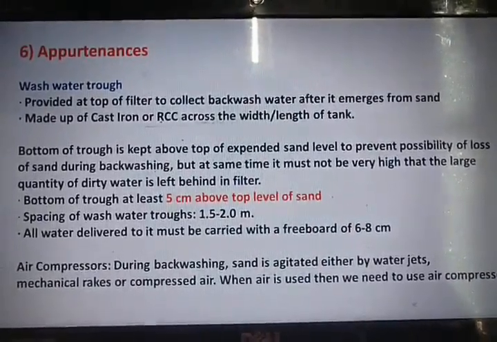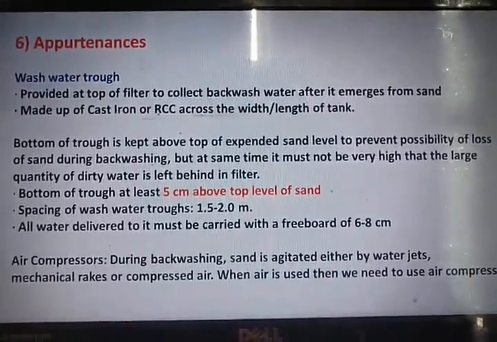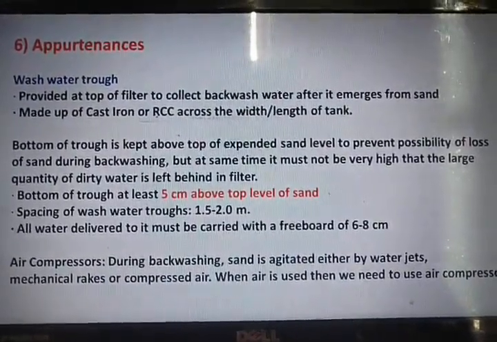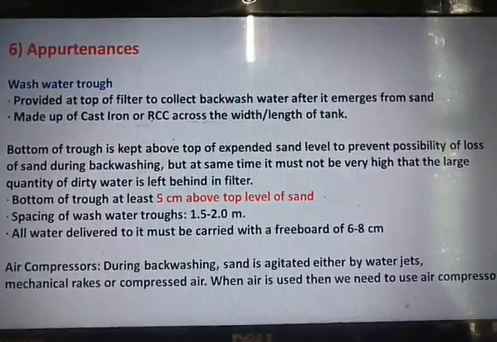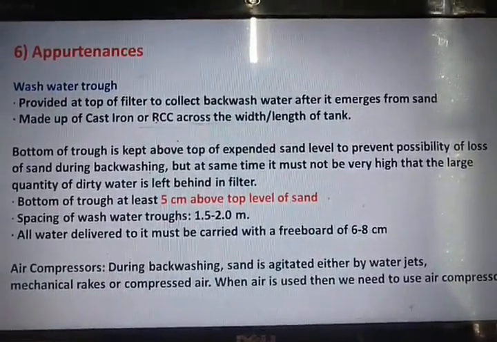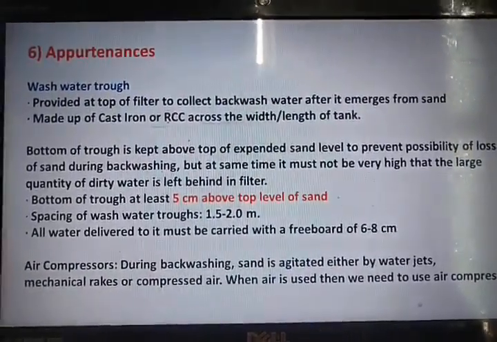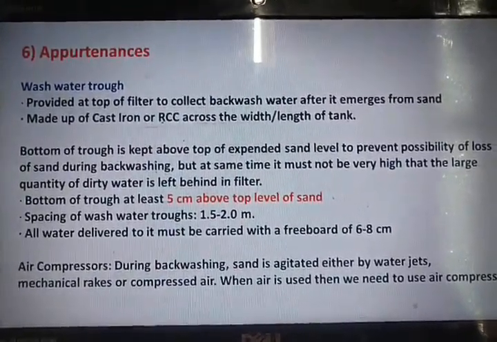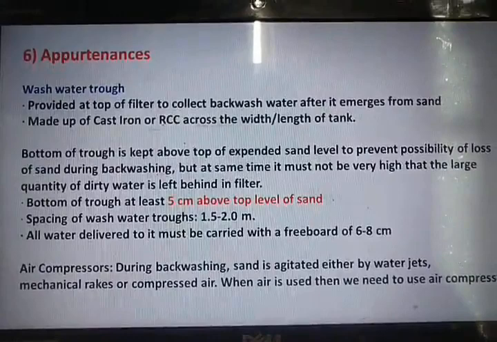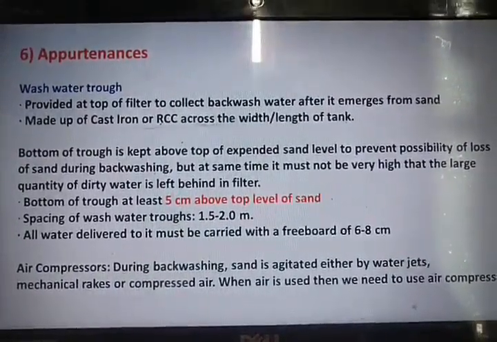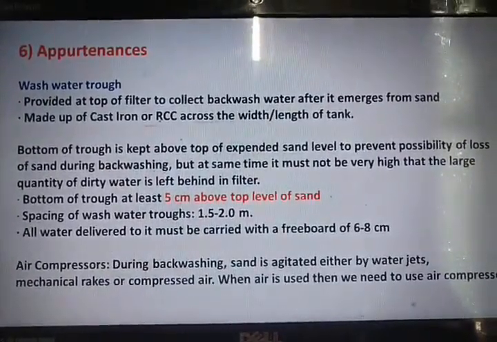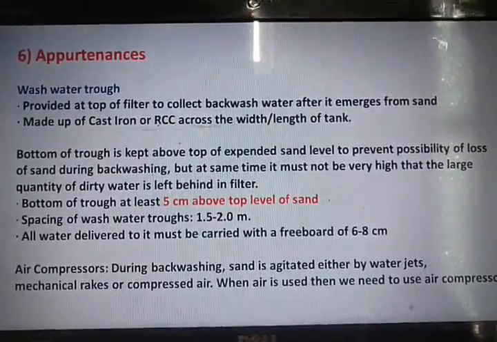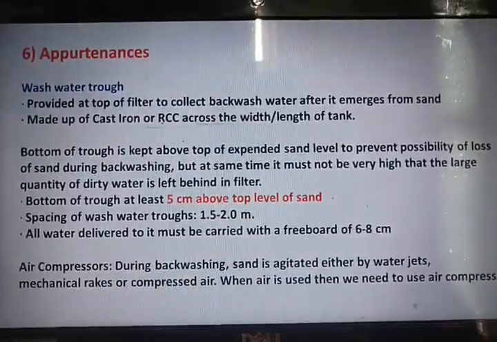And to take out that water, we design something called troughs, which are made up of cast iron or RCC across the width or length of the filter tanks. Okay, I'll show you what it is in the diagram so that you'll come to know, and also during the backwashing process, what is the job of these troughs. Okay, so the bottom of this trough is kept above the top of the expanded sand level to prevent possibility of loss of sand during backwashing.